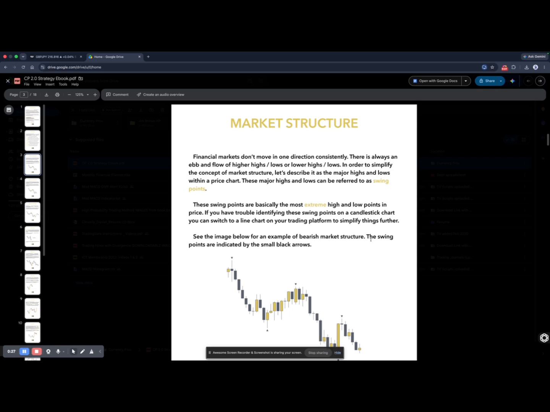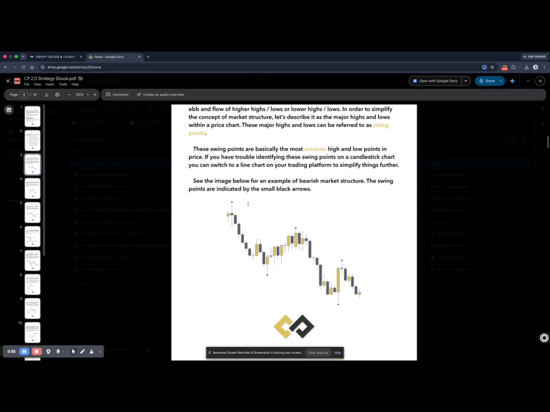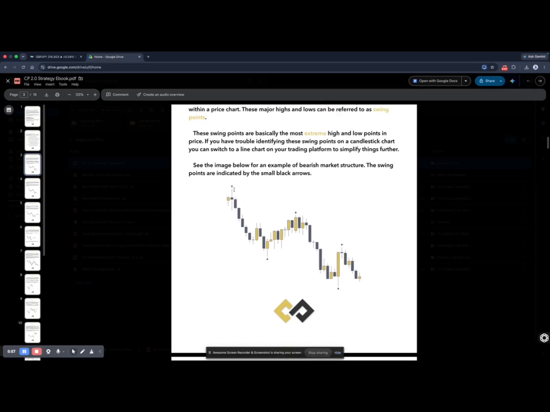All right, so step one in this strategy, and it's the same for many strategies, no surprise, it begins with market structure, right? As we know, financial markets don't just move in one direction consistently. There's always an ebb and a flow of higher highs and lows, or lower highs and lows. So in order to simplify the concept of market structure, let's describe it as the major highs and lows within a price chart. These major highs and lows can be referred to as swing points. Okay, and you can see that here, marked by the fractal triangle levels.